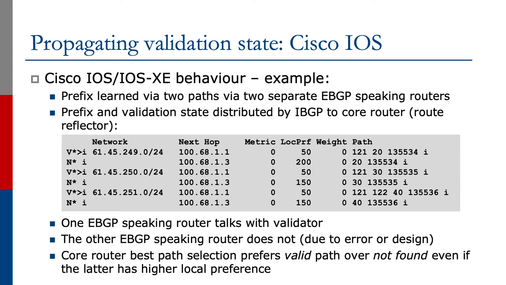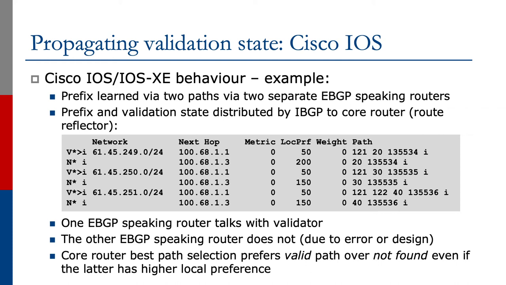In this case, one eBGP speaking router talks with a validator. The other eBGP speaking router does not, due to error or design, mistyping, whatever may have gone wrong. The core router sees these two paths, and the best path selection process prefers the valid path over the not found, even though the not found path has a higher local preference than the valid path. For example, and this was the case demonstrated in this workshop, the immediate direct peering was across an internet exchange point, whereas the valid path was visible only through a transit provider.